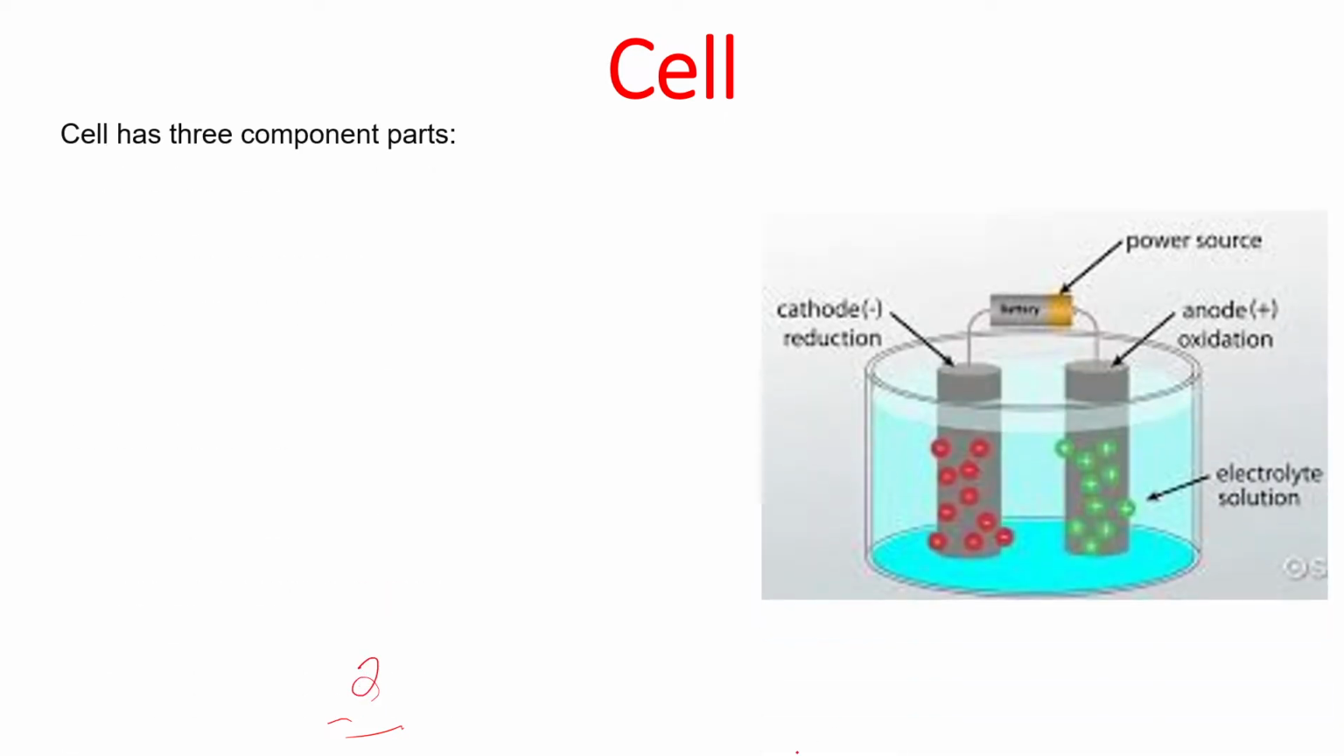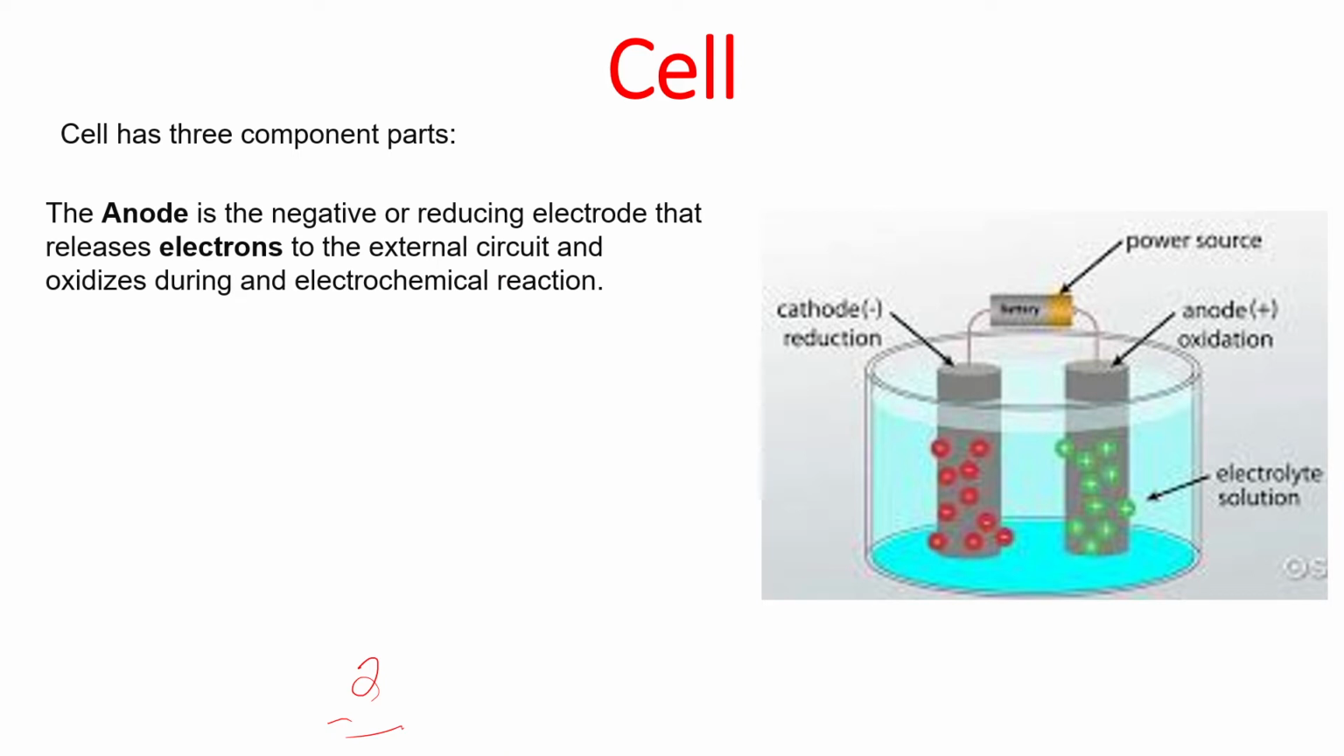So a cell has three components basically: two electrodes and one electrolyte, and electricity is flowing through that electrolyte. So anode is an electrode. Anode is a negative or reducing electrode.